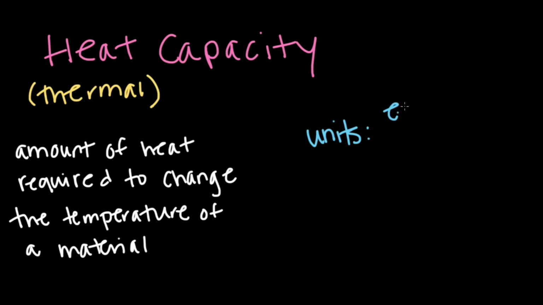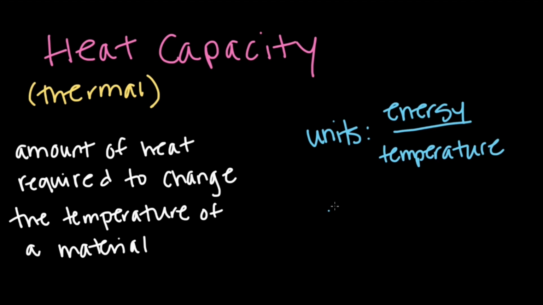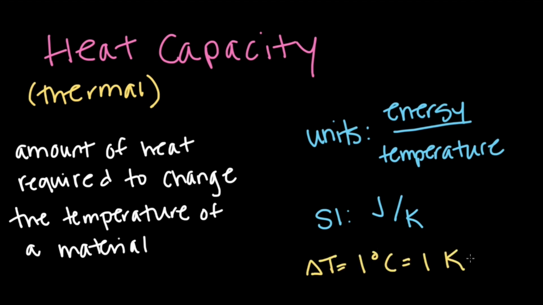Heat is a form of energy, and we're describing how much of that is needed to change the temperature, so the units for heat capacity are energy per temperature, and in SI this would be joules per Kelvin. Now remember, in SI we use Kelvin for temperature, which is the same in magnitude as Celsius. So a difference of 1 degree Celsius is equal to a difference of 1 Kelvin. However, Kelvin does not have any negative numbers, and so 0 Kelvin is as low as you can get.